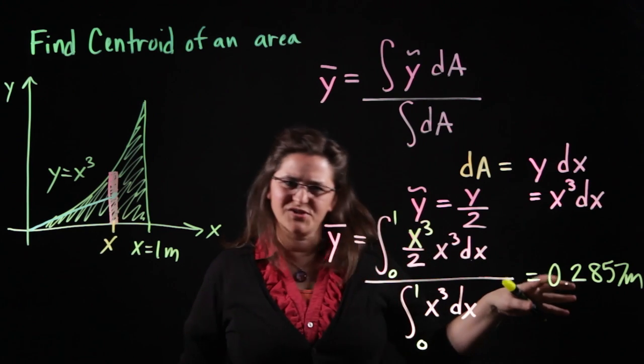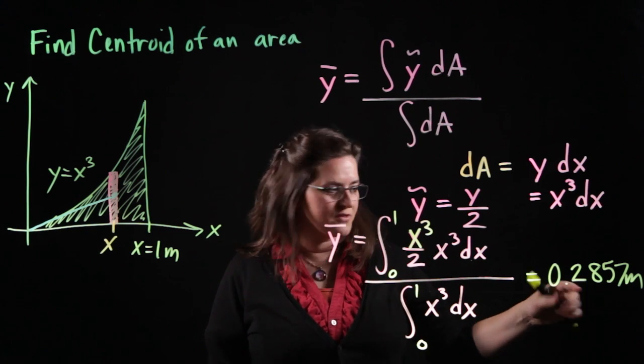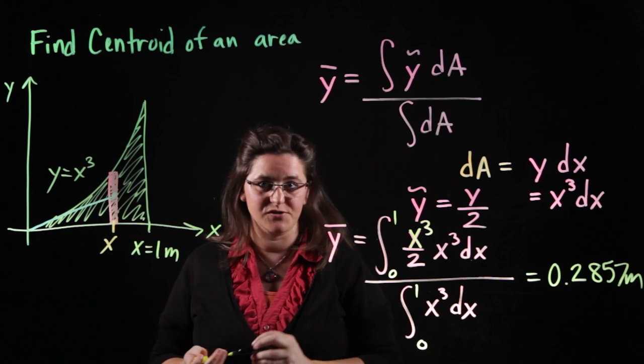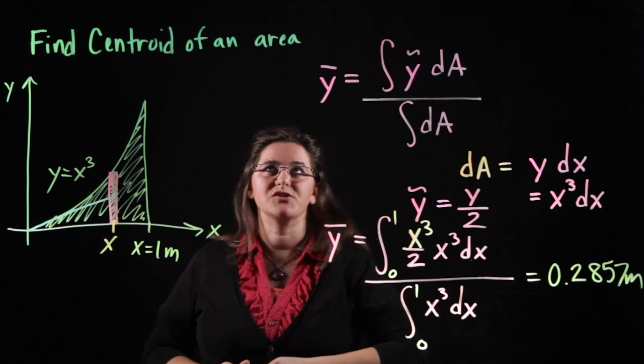Okay, this one's not quite as straightforward as the other one. You get a decimal that is 0.2. It's a positive number, so yes, that seems like a reasonable result for this problem. That's the centroid of an area.